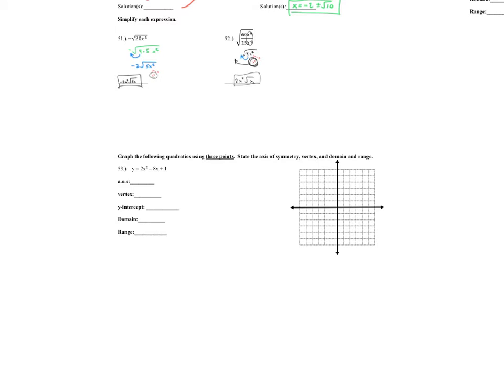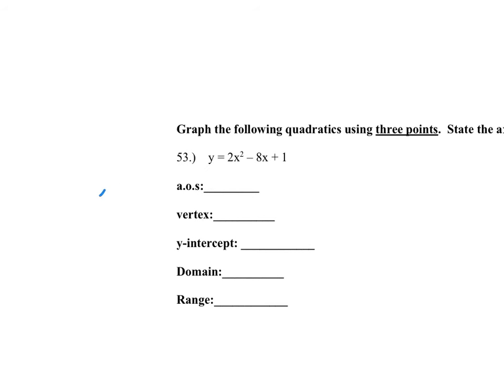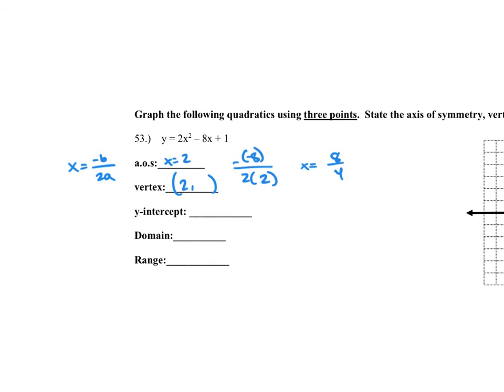So we're going to graph the following quadratics using 3 points, state the axis of symmetry, vertex, and domain and range. So recall that axis of symmetry is x is equal to negative b divided by 2a. So we have negative b divided by 2a. So what we're going to have here for our axis of symmetry is an 8 over 4 to get that x is equal to 2. And recall that the axis of symmetry is the dotted line that passes through the vertex, the x-coordinate of the vertex, which makes the x-coordinate of our vertex 2.